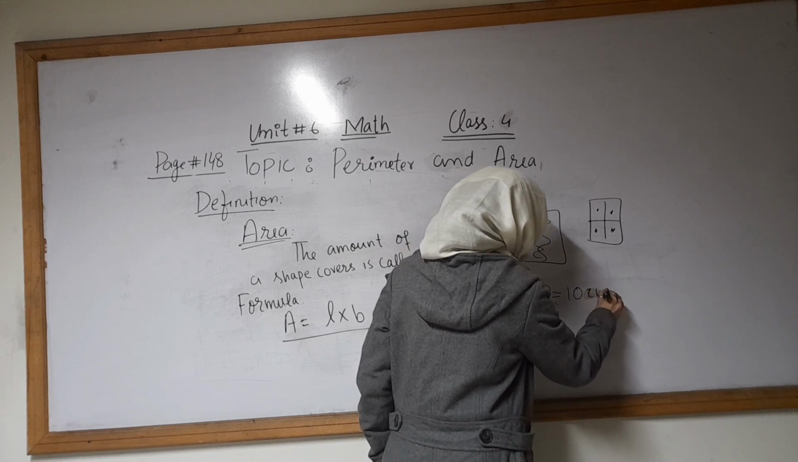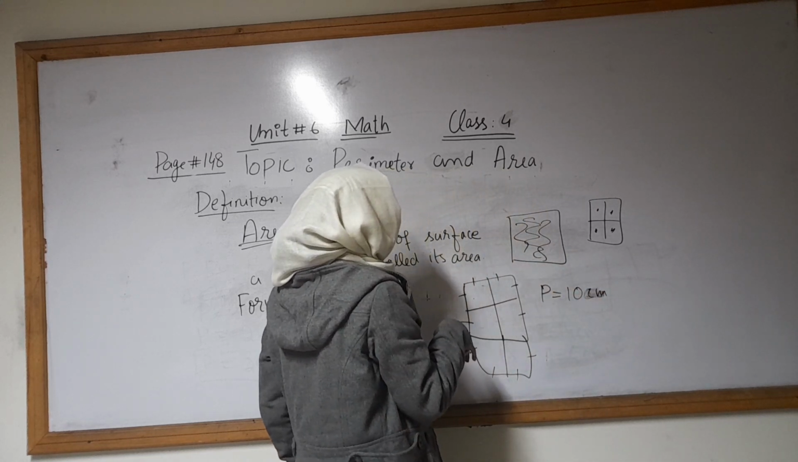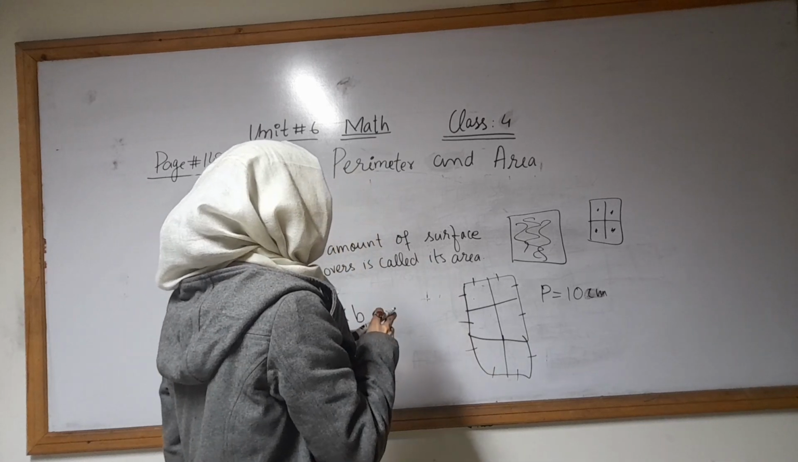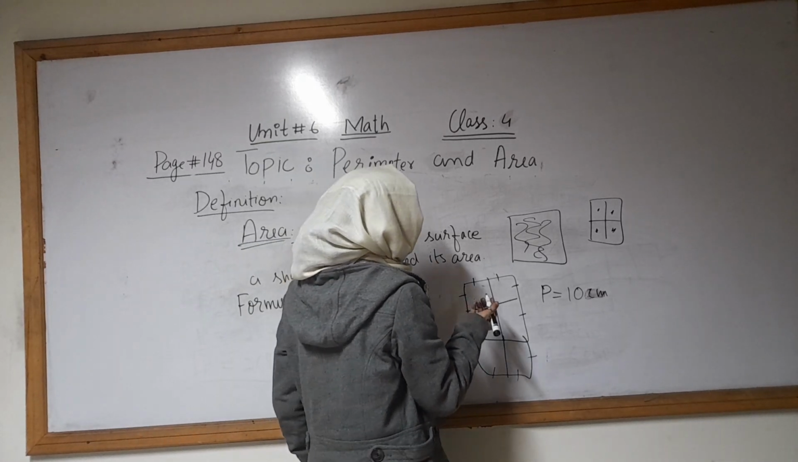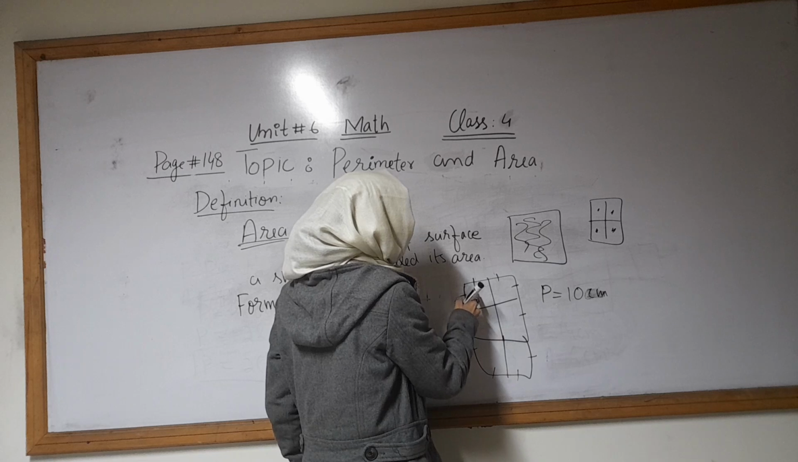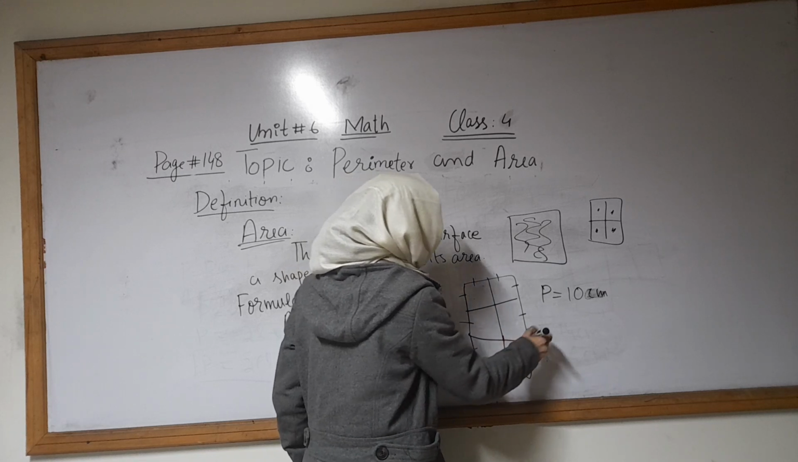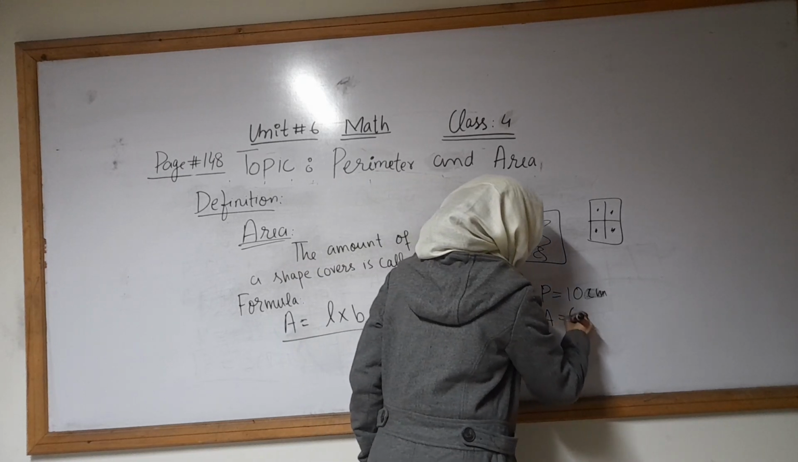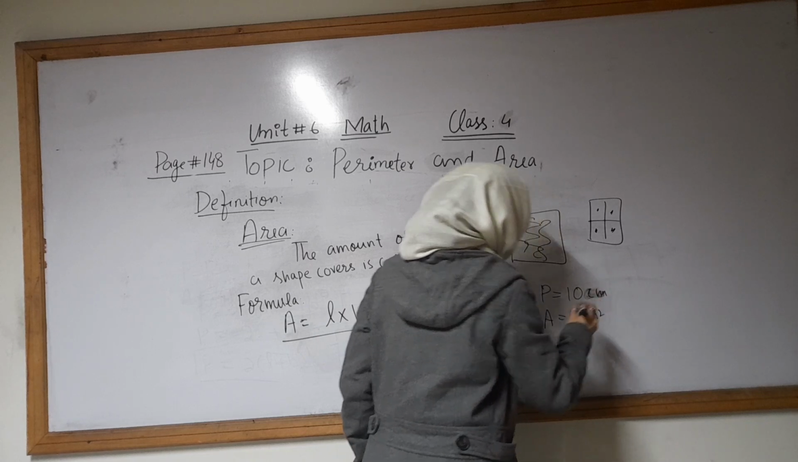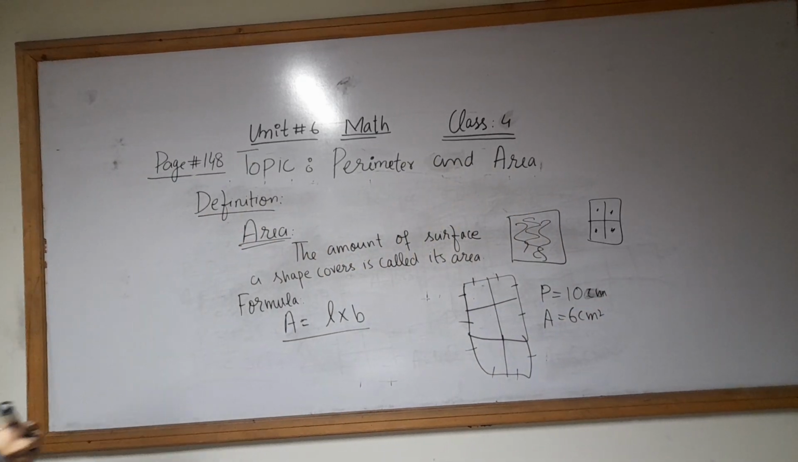The unit is centimeter. But when we calculate the area of this square grid, we simply add the boxes 1, 2, 3, 4, 5, 6, and the area is equal to 6 centimeter squares. The unit of this area is squares, because in this area we have two different quantities, length and breadth, and when we multiply this, we write the unit in the square.